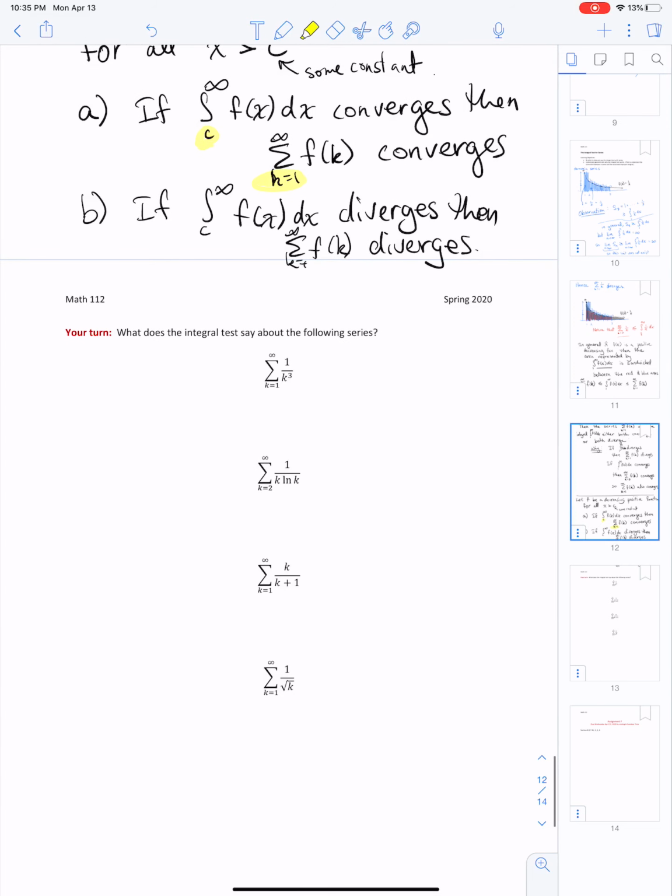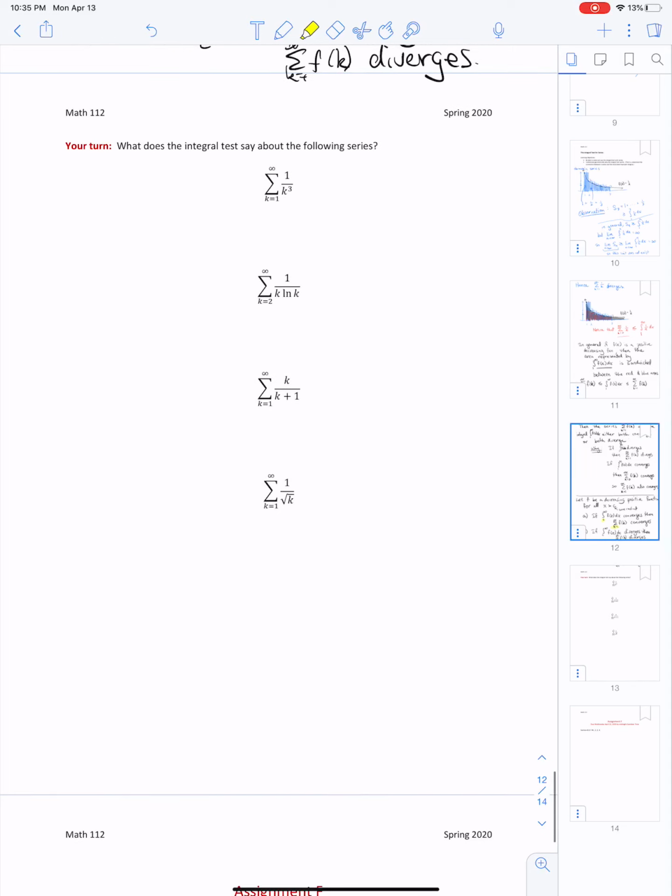So what I'd like for you to do is stop the video and decide what the integral test says about each of the following series. You should actually be able to do these integrals. In fact, notice that a couple of these, the last two in particular, were ones that you saw with the divergence test. So you'll already know what should be happening for this third one. But okay, so this concludes the divergence test.